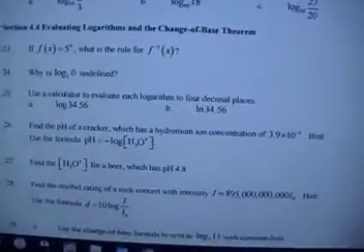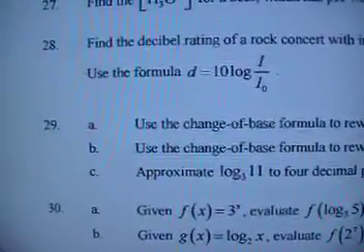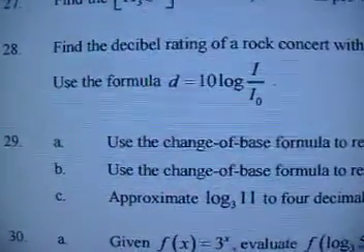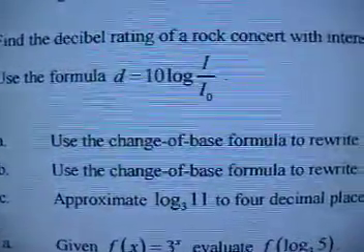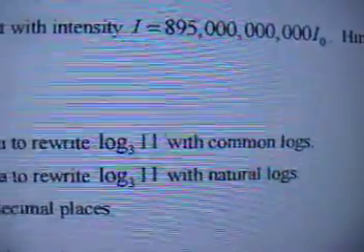Next is 29A. Because we only have log and ln buttons on our calculator, there's a change of base formula that lets you write a log of some other base, like here's log base 3 of 11. We don't have a log base 3 button on our calculator, so we can convert this to log base 10 or natural log base e. In fact, 29A asks you to do common logs, 29B asks for natural logs.